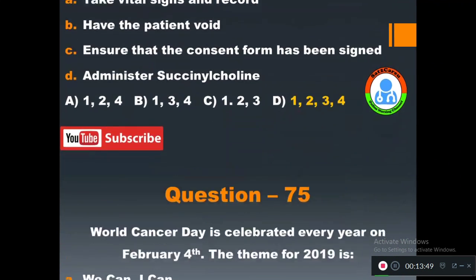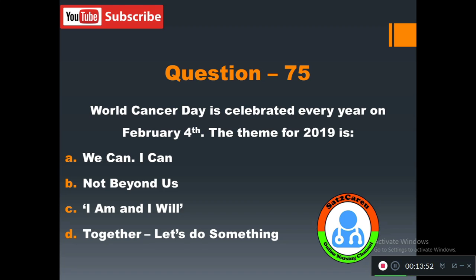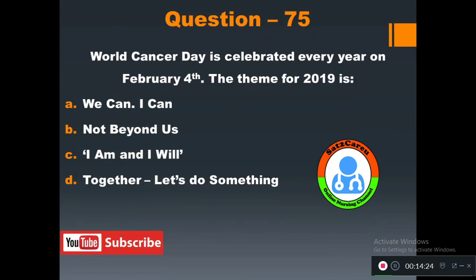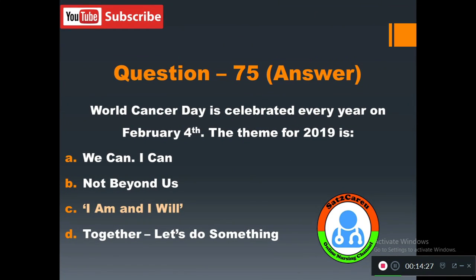Question number 75. World Cancer Day is celebrated every year on February 4th. The theme for 2019 is option A, We can, I can. Option B, Not beyond us. Option C, I am and I will. Option D, Together let us do something. What is the theme for World Cancer Day 2019, which is celebrated on February 4th? The correct answer is option C, I am and I will.